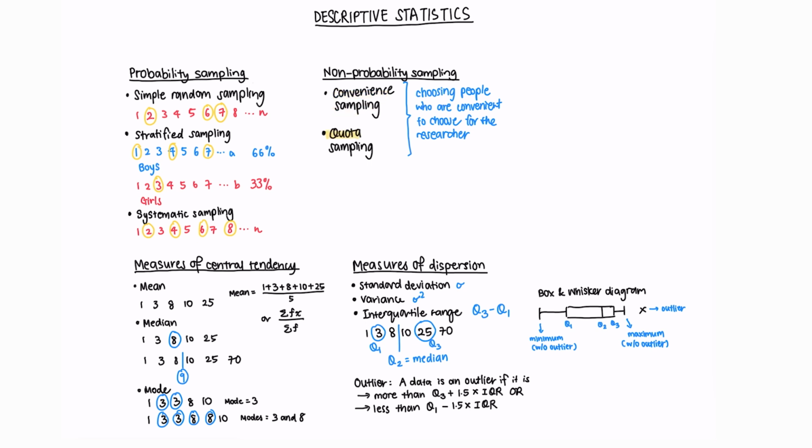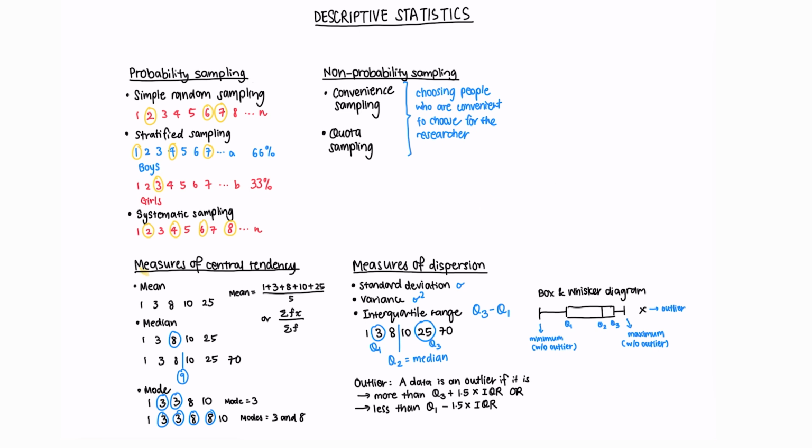The next type is quota sampling, which is very similar to stratified sampling. So let's say again we have 66% boys and 33% girls. As a teacher, how I'm going to do quota sampling is, out of the classes that I teach, I'll pick boys for 66% of my sample and 33% of my sample will be girls.